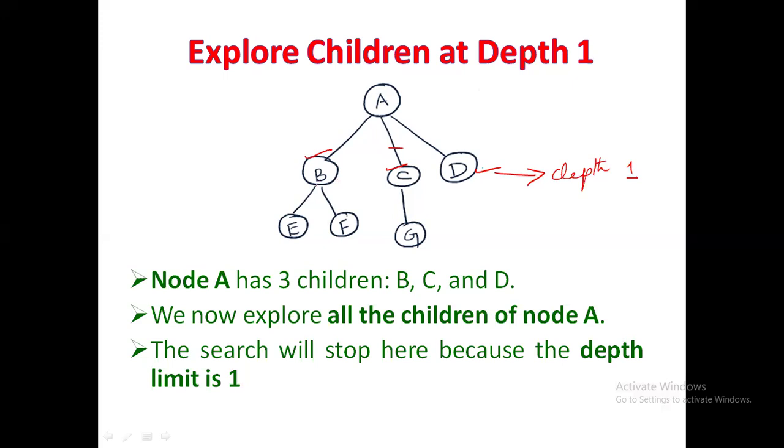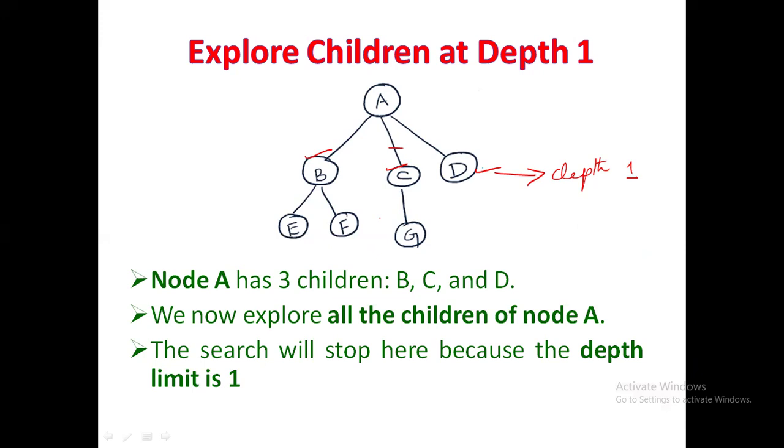If you consider B, the children are E and F. For C, the goal node G. So what will happen? Since the depth limit is 1, the algorithm will not continue deeper into the tree to explore nodes beyond this level, such as the children of nodes B, C and D, that is E, F and G, which are at depth 2. This limits the exploration to just the immediate neighbors of the starting node.